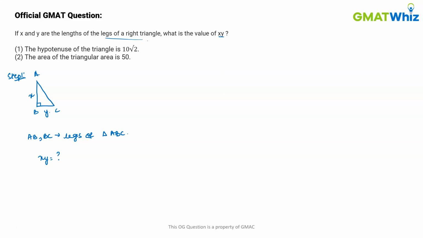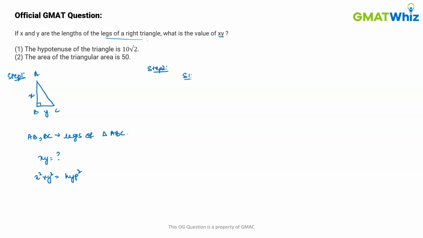And another thing that we can write here is, since it is a right angle triangle, x squared plus y squared equals the hypotenuse squared. So this is all the information given in the question, and this is everything that I can infer just from the question stem. So let's move on to step 2 and analyze statement 1.